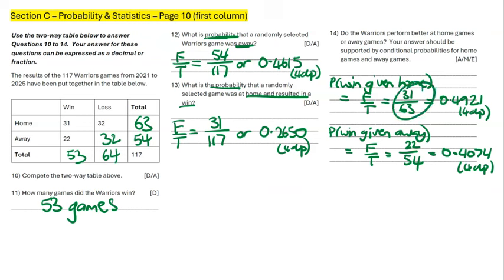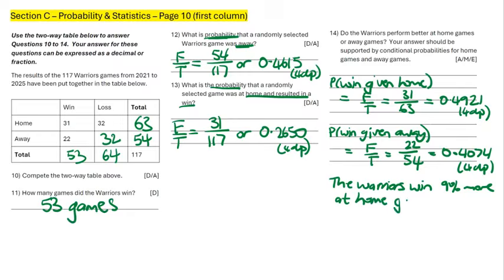And just to note, by comparing these two fractions, it's difficult to know which one's actually bigger. You could probably take a stab at the top one, but you wouldn't be able to justify it too well. But comparing these decimals is really, really easy. And we can see it's about 9% difference. So that's quite a big difference, I think, in terms of NRL performance, to have a 9% change in your win ratio just by changing venue. Coaches probably need to look at that. So the Warriors win 9% more at home games compared with away games.